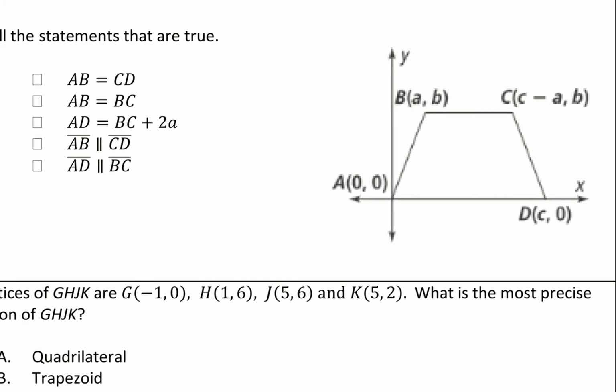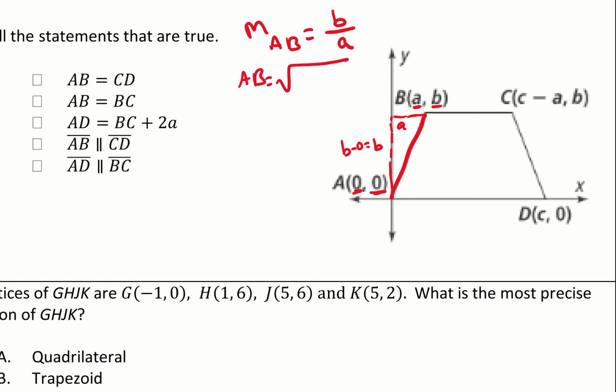All right, so let's calculate the distance for AB. Now, in order to do that, we need to know the rise and the run. So the rise here is the distance from the y-coordinate is b and the y-coordinate is 0. So b minus 0 is b. And here, the distance to find the horizontal, that's a minus 0, which is a. Okay, so the slope of AB is b over a. And the distance for AB is the square root of the rise squared plus the run squared. So that's my distance for AB and so on.